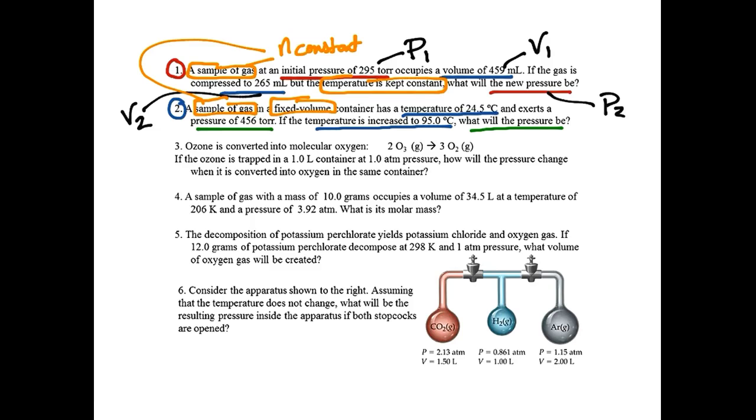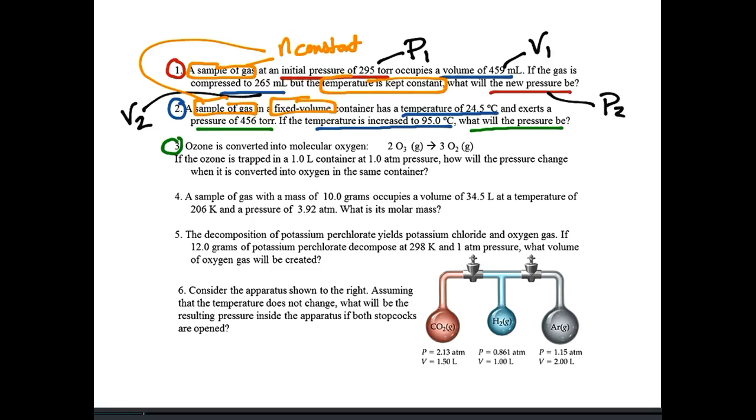Check. Number 3, we have ozone being converted into molecular oxygen. The ozone is trapped in a 1-liter container. That means that the volume is constant, it does not change.